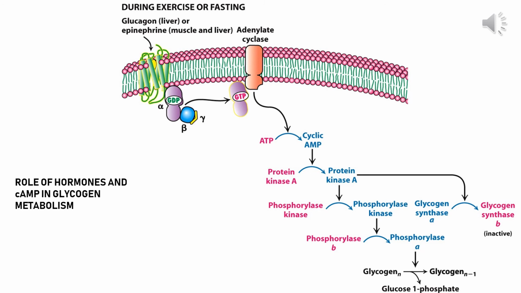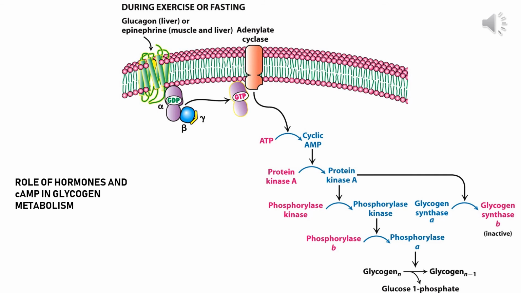How do the hormones activate glycogenolysis? As we discussed earlier, the hormone is bound to the extracellular part of the receptor. That G protein coupled receptor is activated. Adenylate cyclase produces cyclic AMP. The cyclic AMP activates the protein kinase A. Protein kinase A has two functions. Function 1 activates phosphorylase kinase. Function number 2 inactivates glycogen synthase.